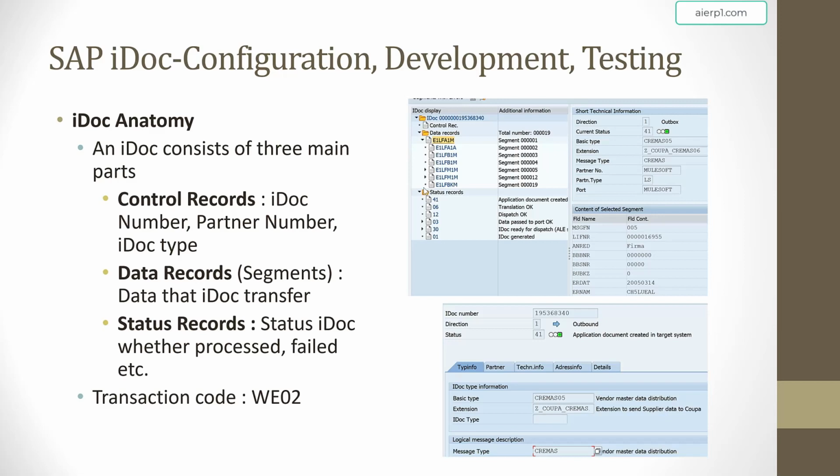Status record basically shows what is the status of the iDoc. When you receive the iDoc, is it successfully processed? Is the information in the iDoc posted into the SAP, or has it failed? If it has failed, there is an error message. If it is posted successfully, there is a success message. Or there could be an in-between state, which shows in process. That is, it's neither failed nor successfully posted. In this case, you have to reprocess the iDoc. We will look at these aspects later in the lecture.